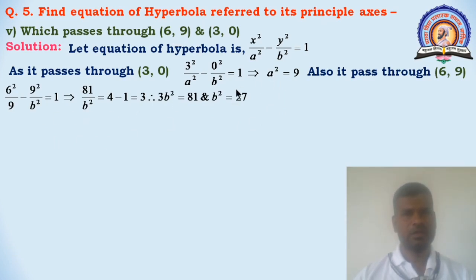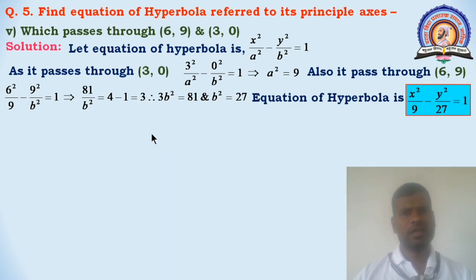Now put the values of a square and b square in the standard equation of hyperbola. You will get the equation of hyperbola as x square upon 9 minus y square upon 27 is equal to 1. It is the required equation of hyperbola.